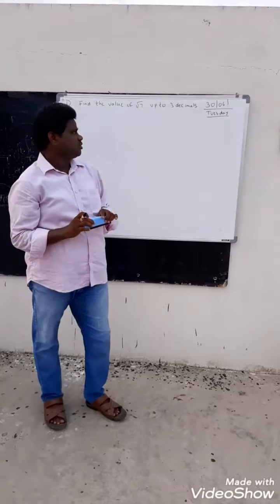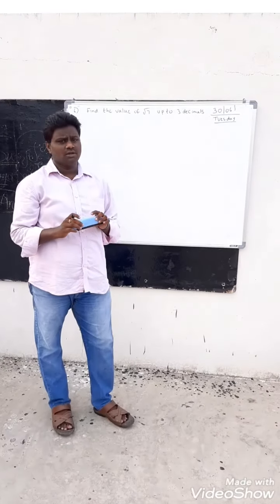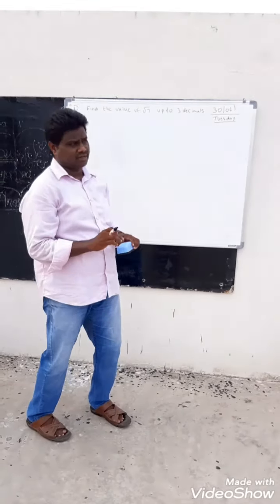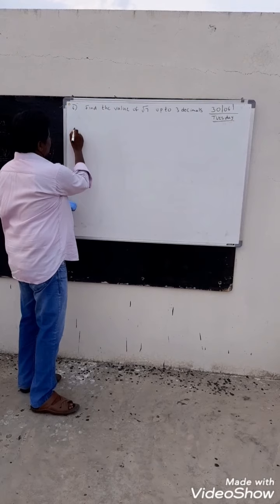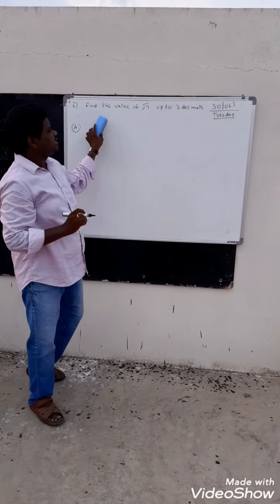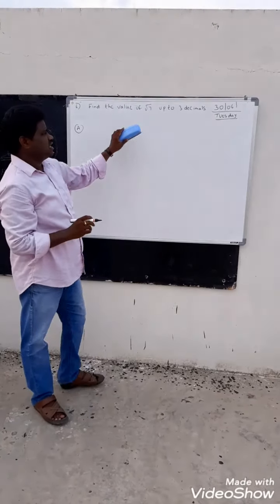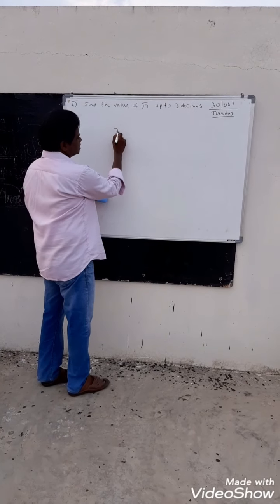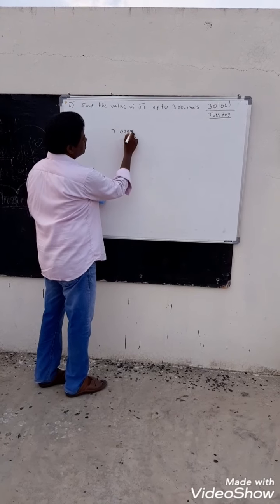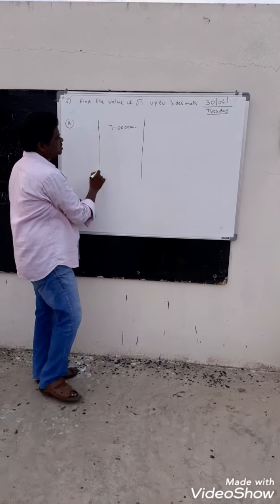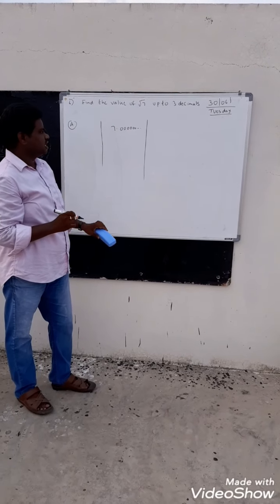Yesterday I discussed how to find the value for root 5. Today we are going to discuss root 7. So how do you find the value of root 7 up to 3 decimal places, they asked. Already I told you, 7 means 7.0000 and so on. You have to keep it like that. Why? Because how many places means how many zeros you keep.